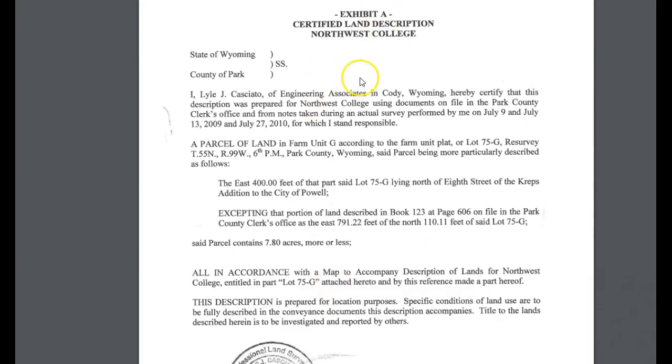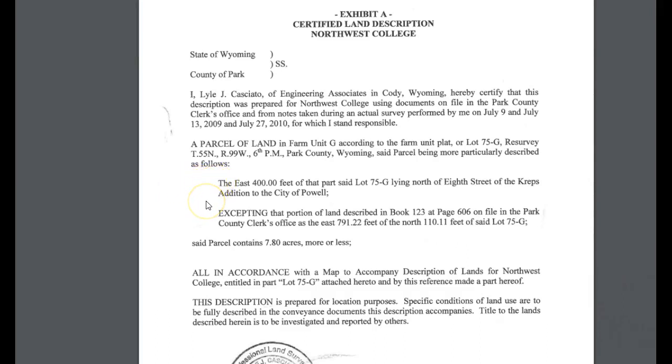So this certified land description describes where it is, and the part that I'd like to call to your mind is right here, where it says a parcel of land in Farm Unit G according to a Farm Unit Plat or Lot 75G survey, then it says T55N R99W 6th P.M., Park County. This is actually the address of this piece of land: Township 55 North, Range 99 West of the 6th Principal Meridian, Park County, Wyoming.